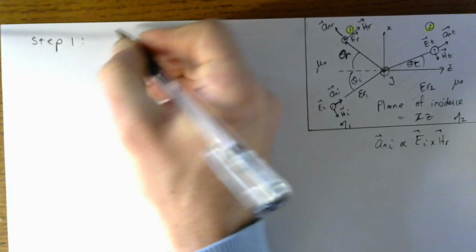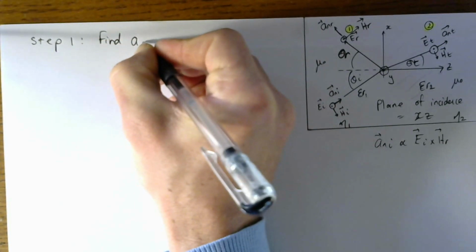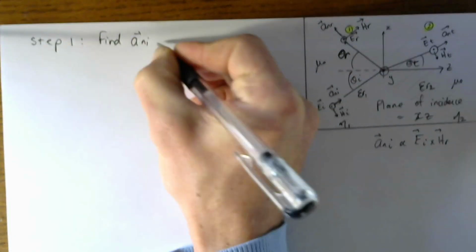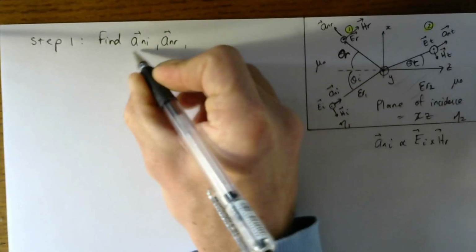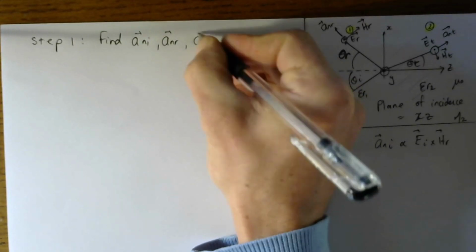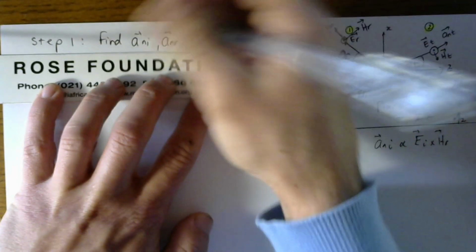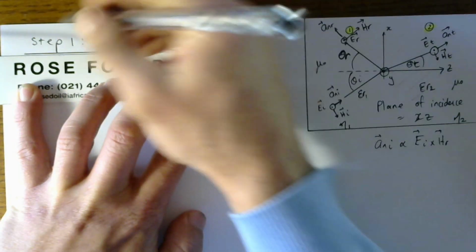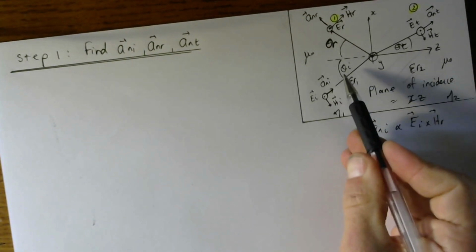Step one is we would like to find a_NI, a_NR, a_NT, the propagation directions of the incident, reflected, and the transmitted fields. That's the first thing that I've got to figure out how to do. And I'll show you now why we need to figure that out.